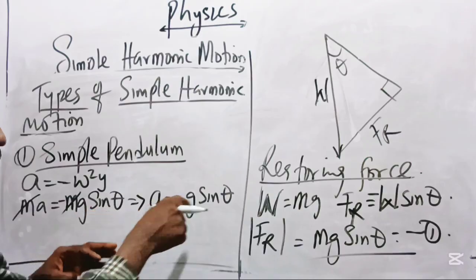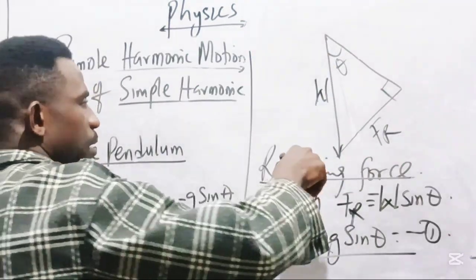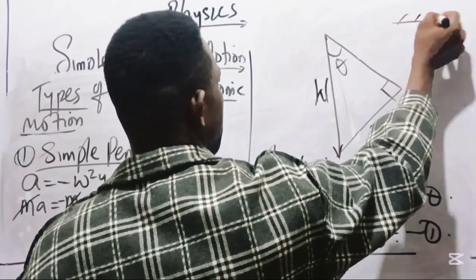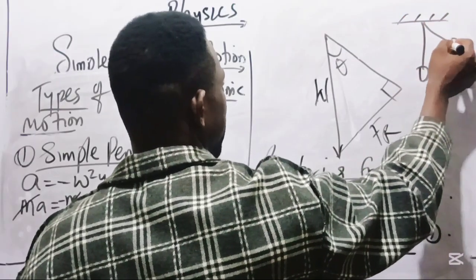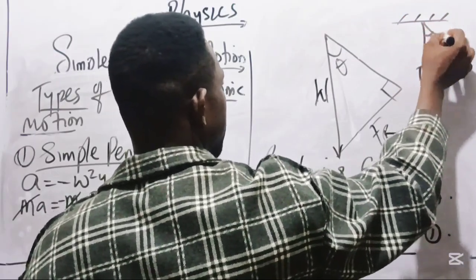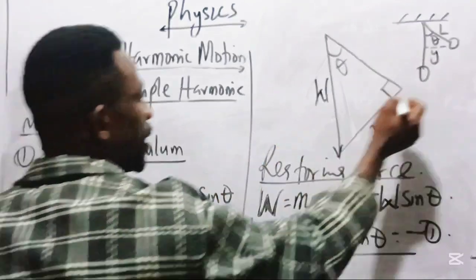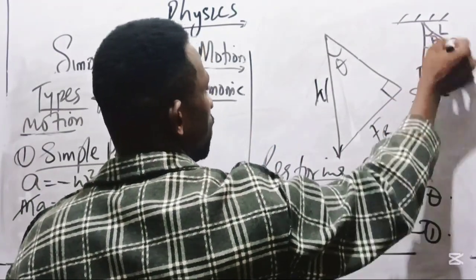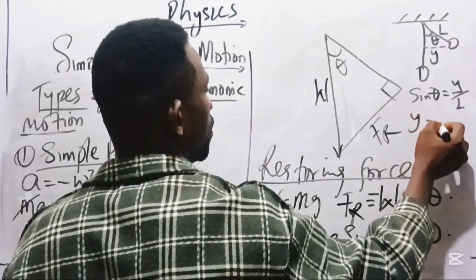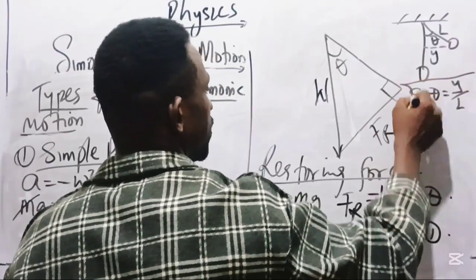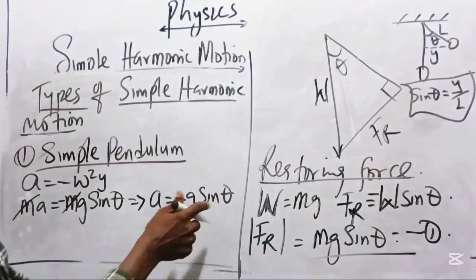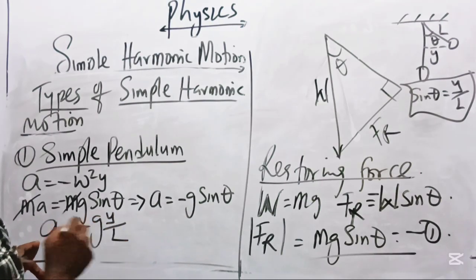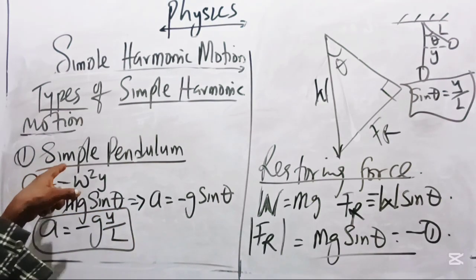So sine theta will also come out from the diagram of the simple pendulum. Here is y facing theta, and here is the length L. Sine theta is equal to opposite over hypotenuse, which is y over L. So a is equal to minus g y all over L. This is the acceleration of a simple pendulum.